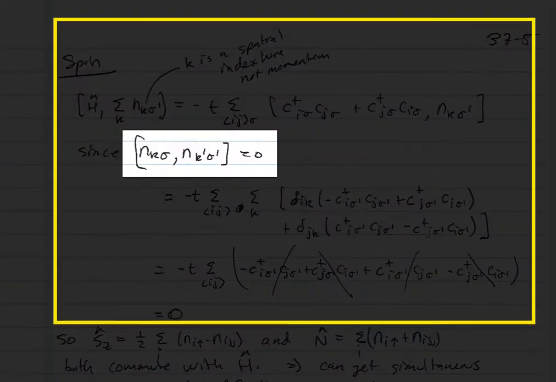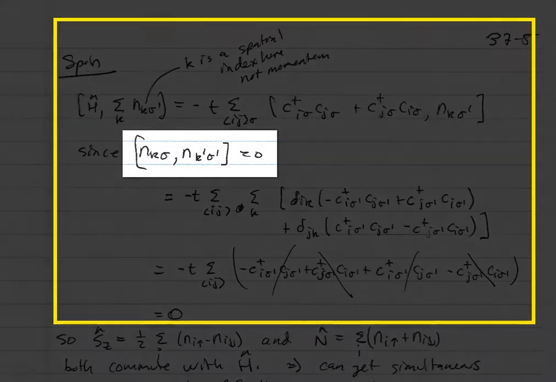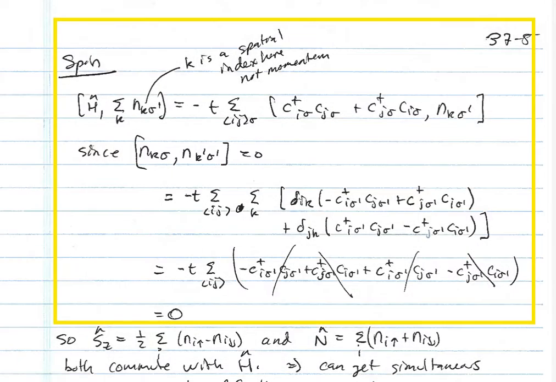And since N K sigma commutator with N K prime sigma prime is equal to 0, I don't have to worry about the commutation with the U term. And so I have to carefully work out what that is. What we're doing now is we're using the fact that the commutator of N K sigma with a C dagger or with a C is going to give plus or minus that C dagger or C, depending upon whether it's a C dagger or a C.